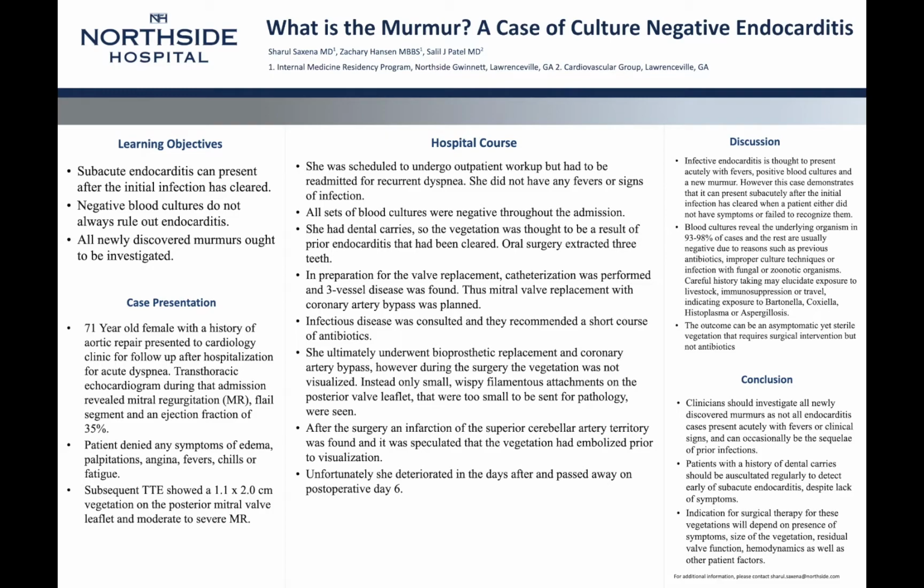In preparation for the valve replacement, catheterization was performed and 3-vessel disease was found. Thus, mitral valve replacement with coronary artery bypass was planned. ID was consulted, and they recommended a short course of antibiotics. She ultimately underwent bioprosthetic replacement and coronary artery bypass.